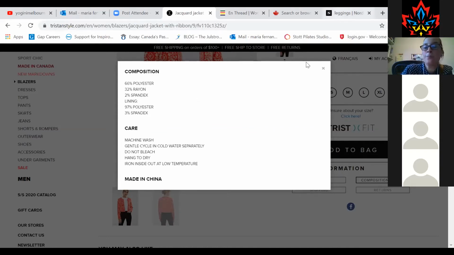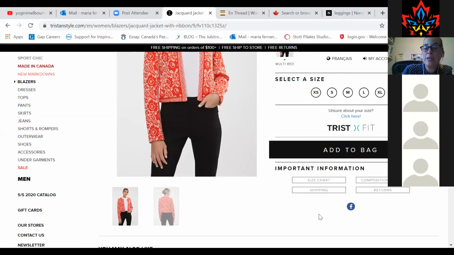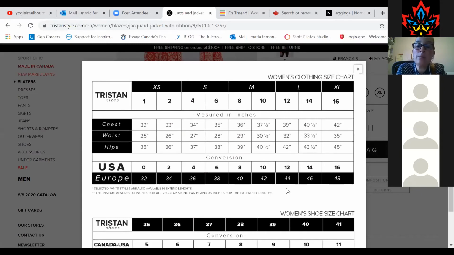So let's see. Okay, so far I have the polyester and the information about the composition. Now I'll go to the size chart. The size chart is important because I am a medium, and maybe in Ukraine I'm going to be a large or extra large, because I went there and I found that I'm large there. I'm not a medium anymore. Over there it looks like I'm bigger, but it's because of the size chart.